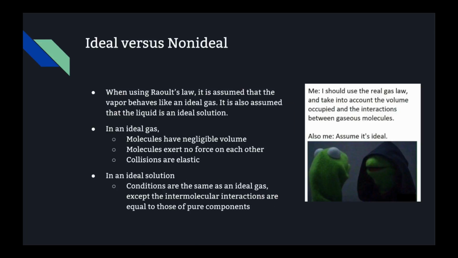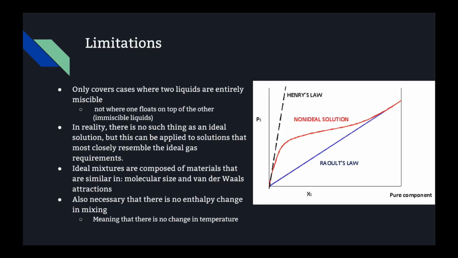Ideal versus non-ideal. When using Raoult's law, it is assumed that the vapor behaves like an ideal gas. It is also assumed that the liquid is an ideal solution. In an ideal gas, molecules have negligible volume, molecules exert no force on each other, and collisions are elastic. In an ideal solution, conditions are the same as an ideal gas, except the intermolecular interactions are equal to those of pure components. Limitations. Raoult's law only covers cases where two liquids are entirely miscible. This means that it does not cover cases where one liquid floats on top of the other, which would be immiscible liquids. In reality, there is no such thing as an ideal solution, but this can be applied to solutions that most closely resemble the ideal gas requirements.